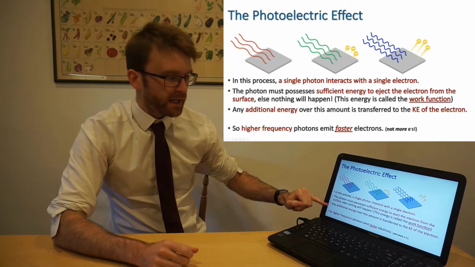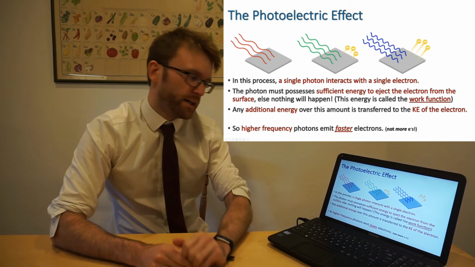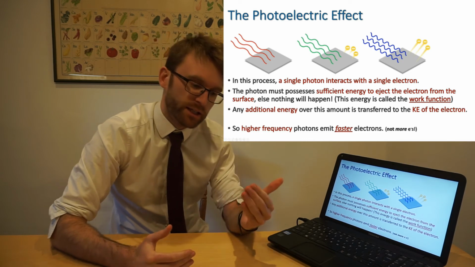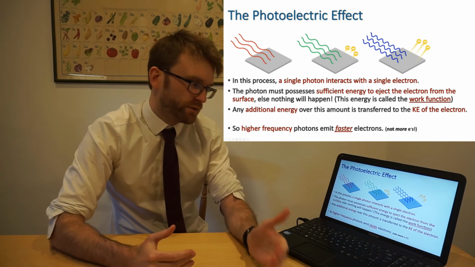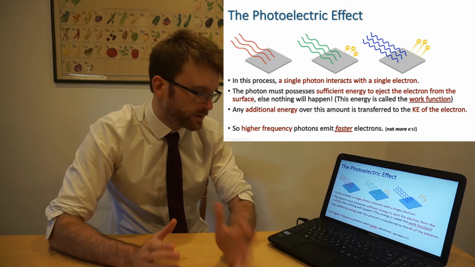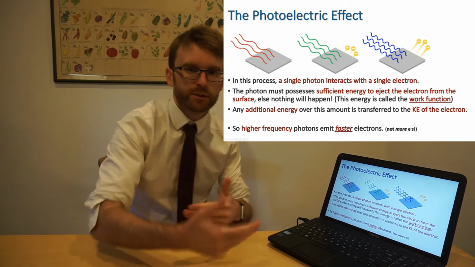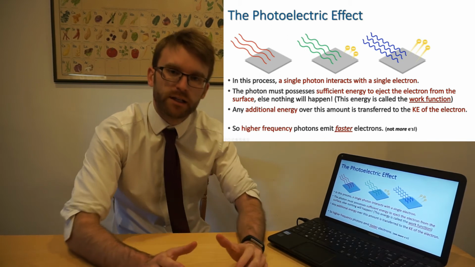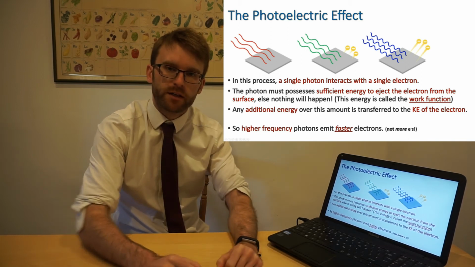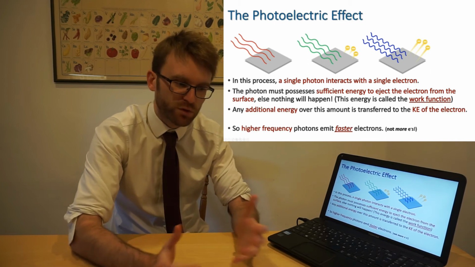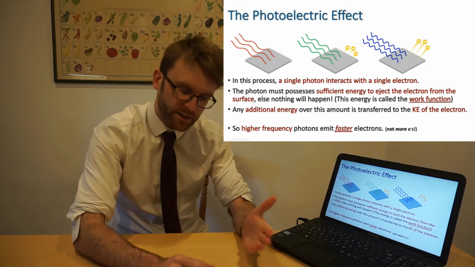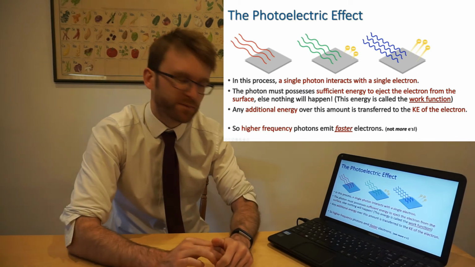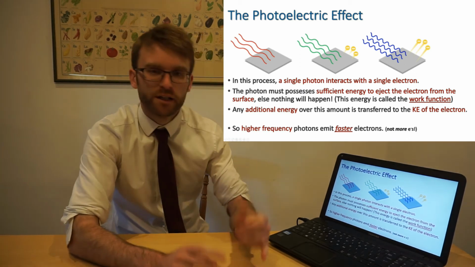Pro tip. Any additional energy that the photon possesses will just be converted to the kinetic energy of the electron. This means that having higher frequency, it doesn't emit more electrons, it just emits faster electrons. If I want more electrons, I need more photons. I need to have brighter light.